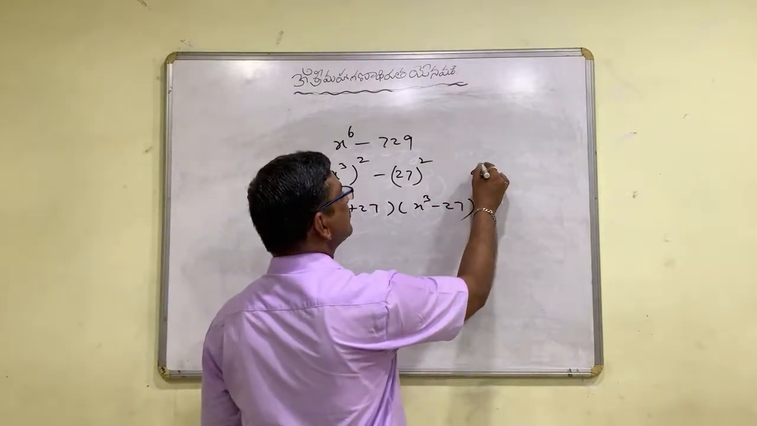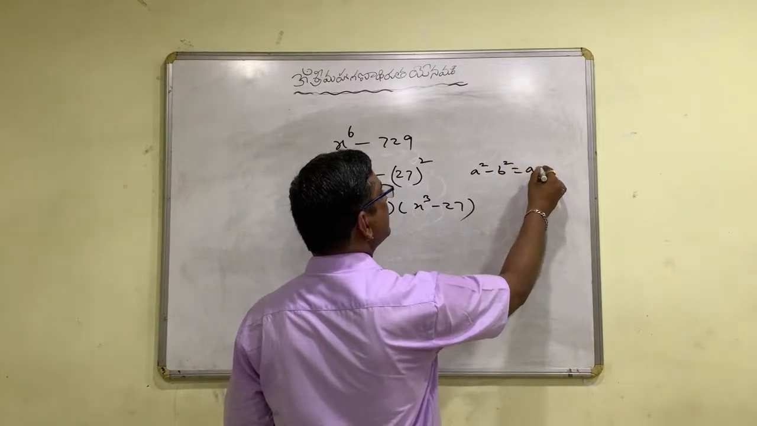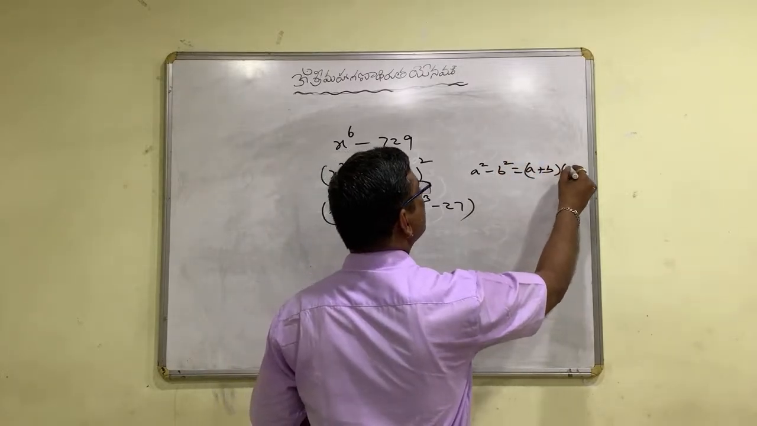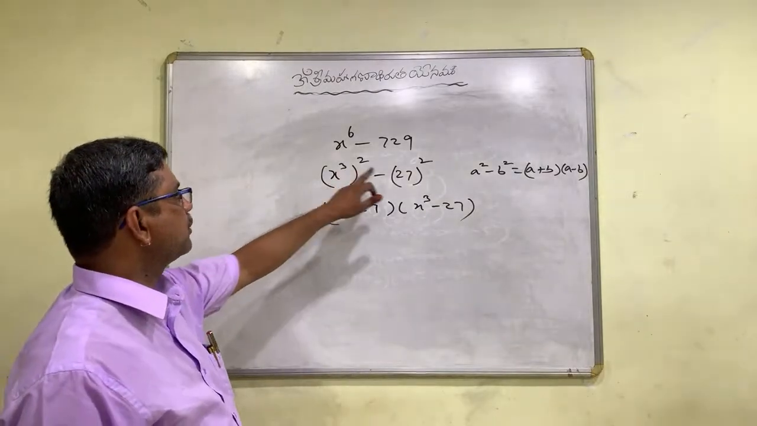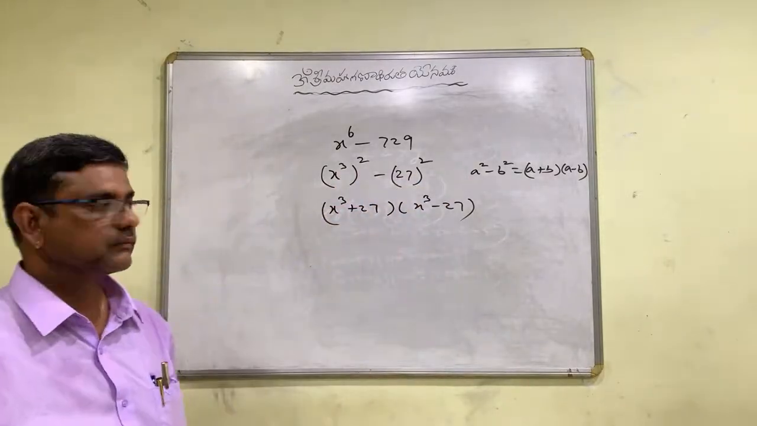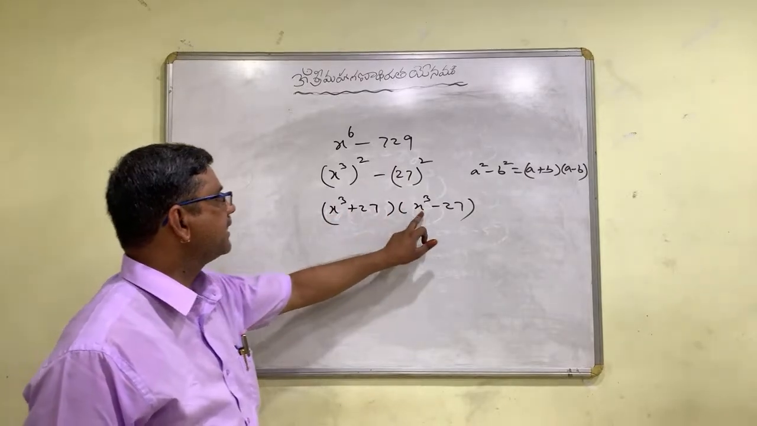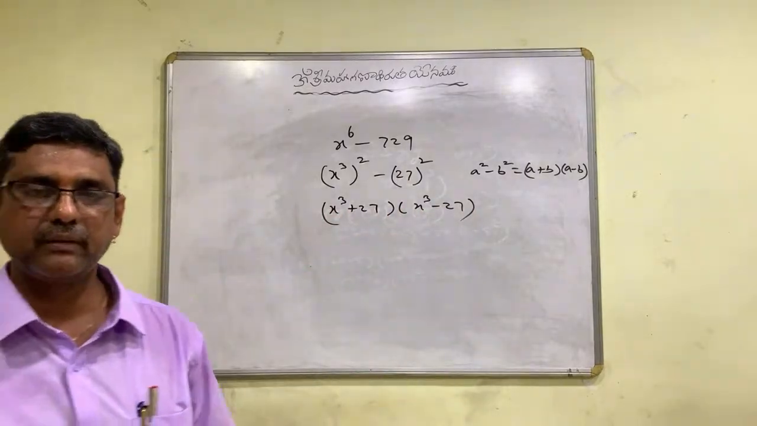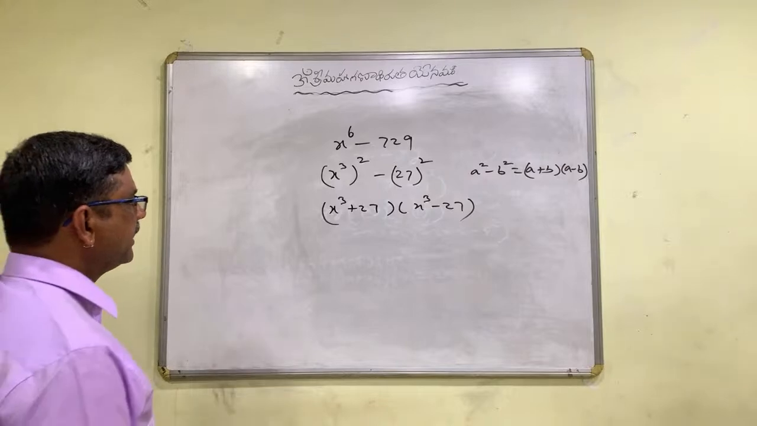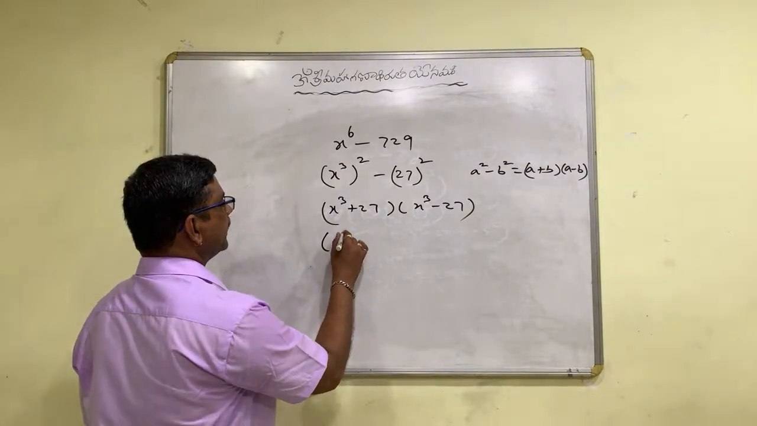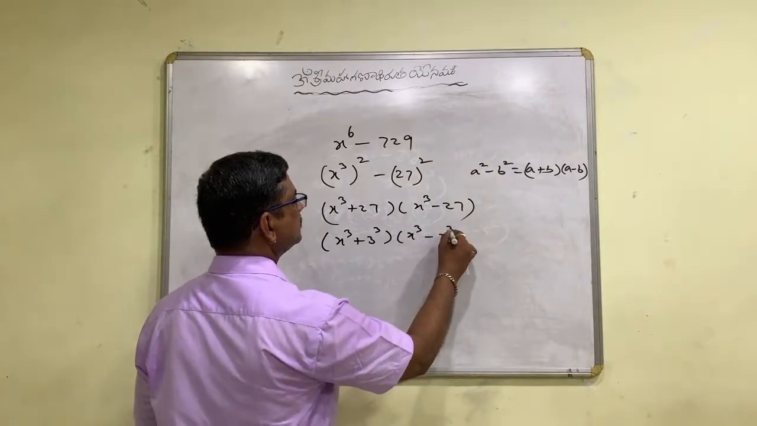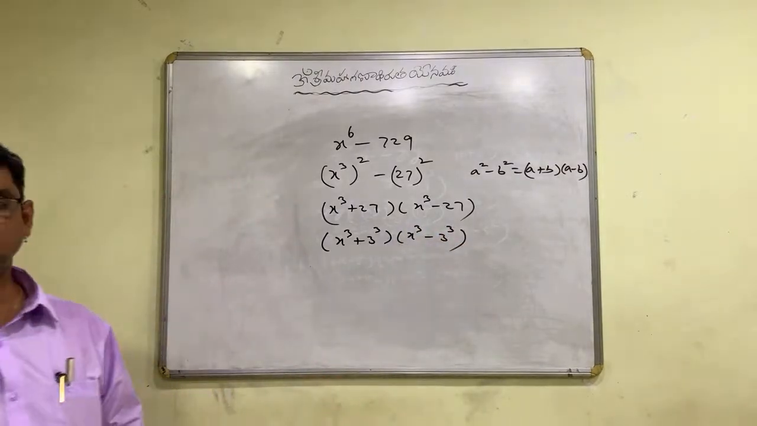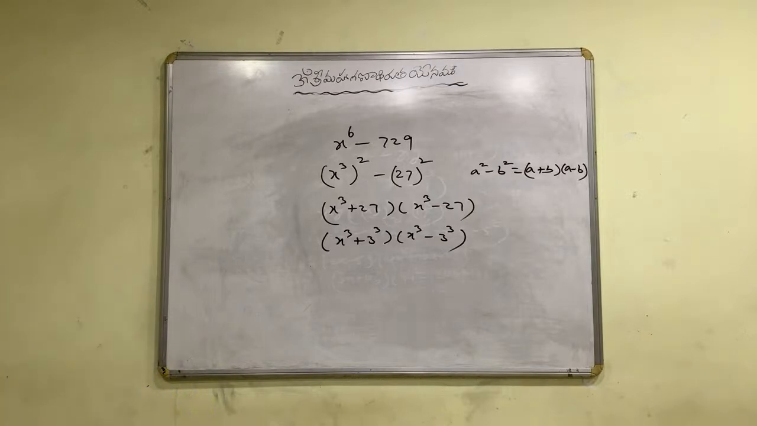We know that a square minus b square is a plus b into a minus b, where a is x cube, b is 27. So a plus b, a minus b. Understand, children? Now again, this one is 3 cube, 3 cube. Now after this, can you do it?